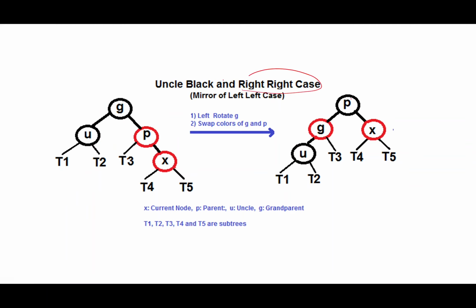For RR case, we do a similar operation. Just left rotate. G becomes the left child of P, and its parent is colored from red to black, and the grandparent is colored from black to red.